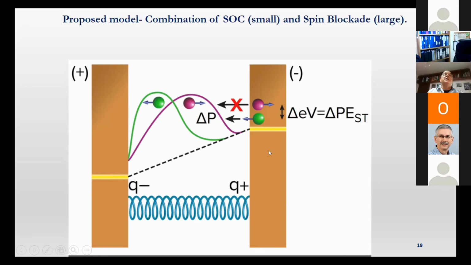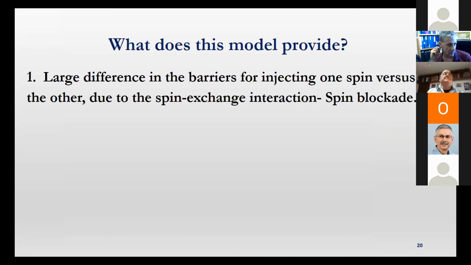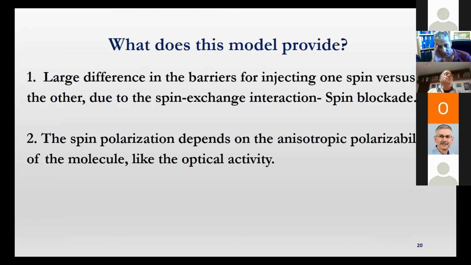So what we believe happens in this CISS effect is a combination of a small spin orbit coupling, relatively small spin orbit coupling, that amounts to very small spin polarization, but then it is enhanced by the spin blockade. So this model provides us the largest difference in barrier for injection of the two spins, as we observe. So basically, exchange interaction plays here an important role.